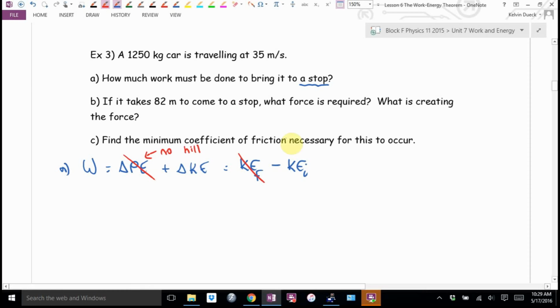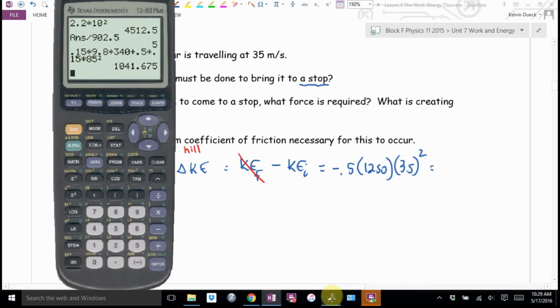Energy's got to come from somewhere. So we're going to get negative a half m 35 squared. Do you get that? Negative 765,625? Yes? Okay. I'll write the whole thing. Negative 765,625.